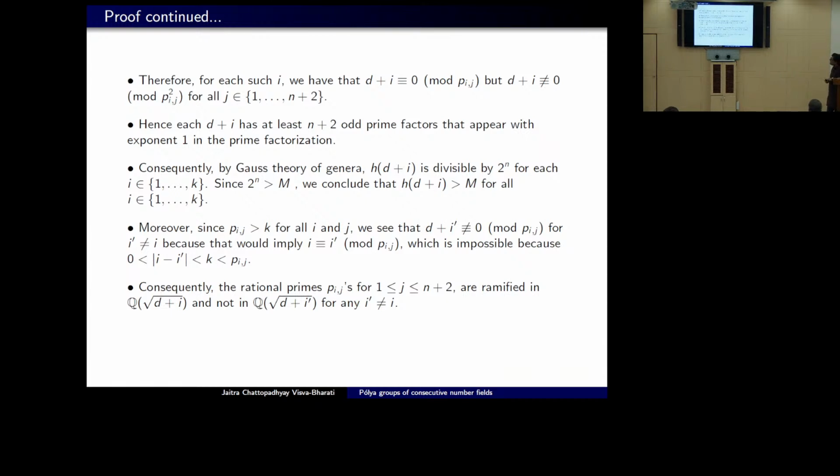we can see that d+i' is not congruent to 0 mod p_{i,j}, because otherwise it implies that i is congruent to i' mod p_{i,j}, which is clearly false because they are all within the range of 0 to k. And if some integer bigger than k has to divide it, the only choice is for it to be equal to 0. So p_{i,j} is ramified in Q(square root of d+i) but stays unramified in the other field, and p_{i',j} is ramified in the second one but not in the first one. Therefore these fields are all distinct, because had they been the same, the sets of ramified primes in both would have been the same. So these are all distinct fields.